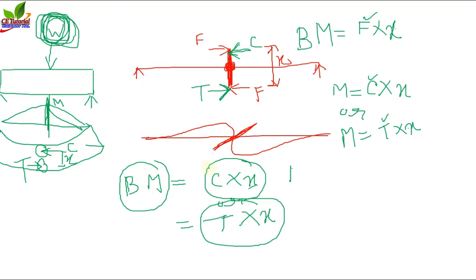At the compression zone, a compression force will be created, and at the tension zone, a tension force will be created, and the distance between the two forces is x. Another point you can notice is that always C is equal to T, that means compression is equal to tension. Now, how can we explain all those things?